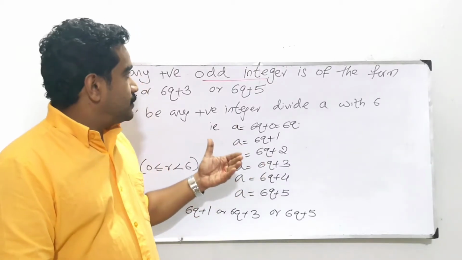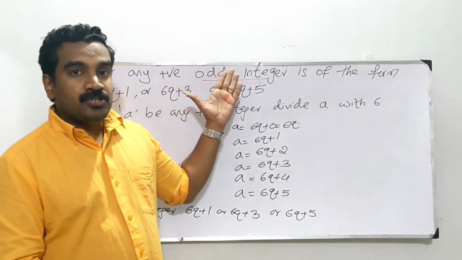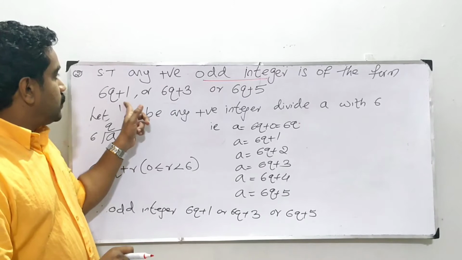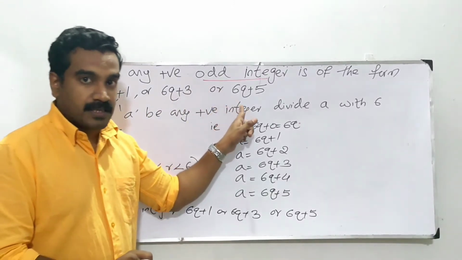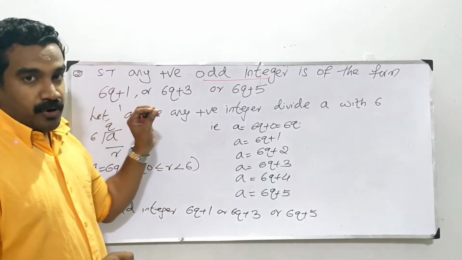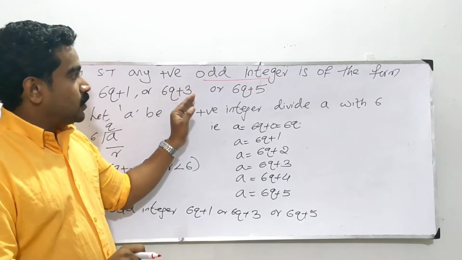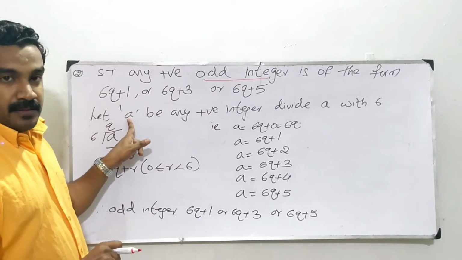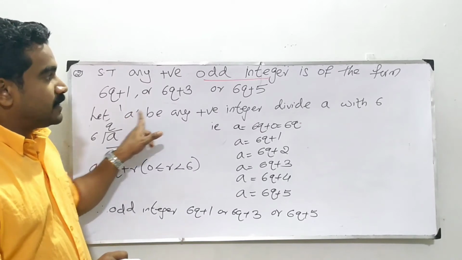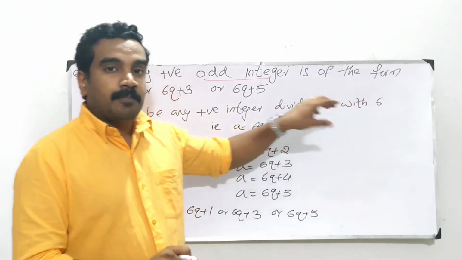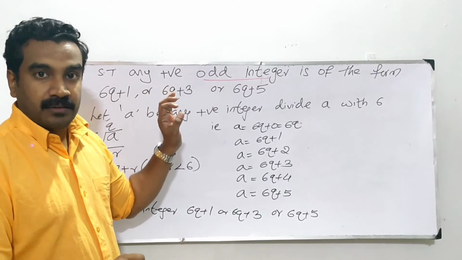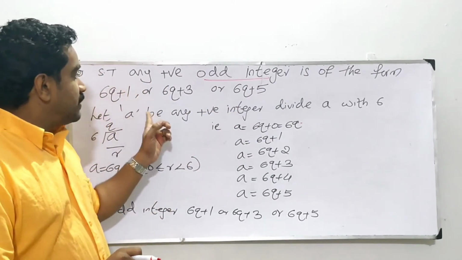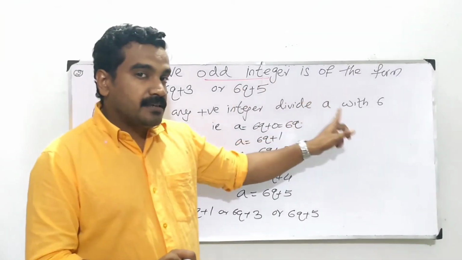The next question is show that any positive odd integer. Look at the sentence. Odd integer is of the form 6q plus 1, 6q plus 3 or 6q plus 5. So for this type of question, the answer starts with let A be any positive integer, divide A with 6. Suppose the question is 5q plus 1 something, we can take A and 5. Here the question is 6q plus 1, so we are taking A and 6.